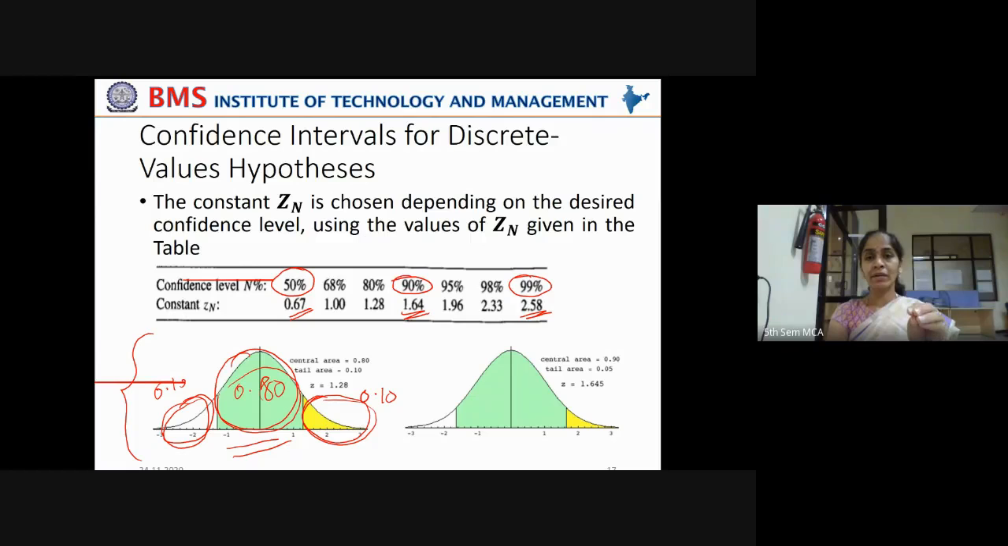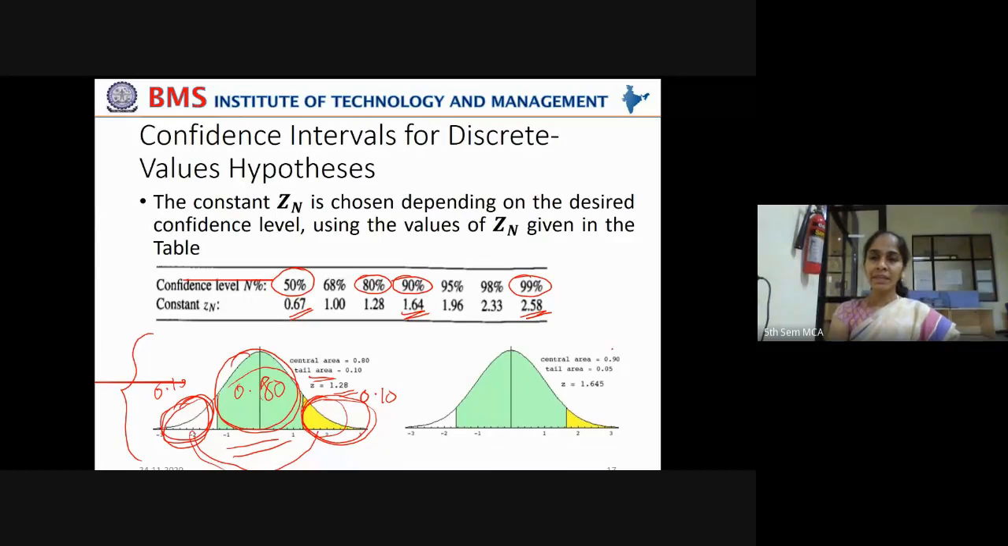You're asserting that. In that case, this part is 0.10 tail area, and this part is 0.10. These two are called tail areas. In this case, Z is equal to 1.28. Z is taken from the table as 1.28 if it is 80% confidence interval.